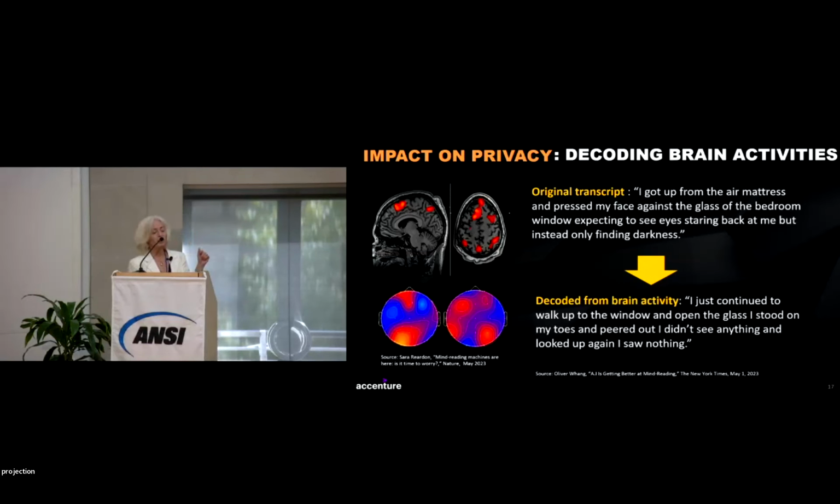What that generative AI decoded was I just continued to walk up to the window and open the glass door. I stood on my toes and peered out. I didn't see anything. Looked up again. I saw nothing. That's crazy.